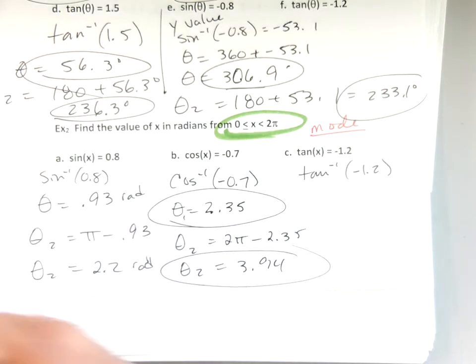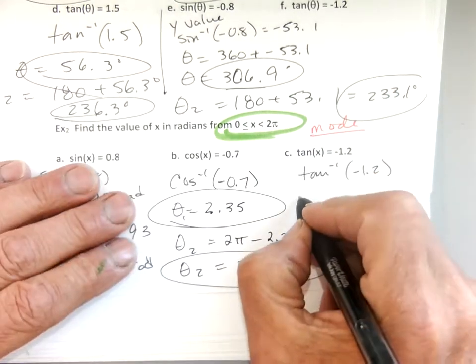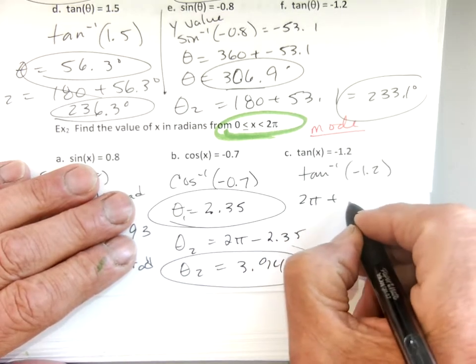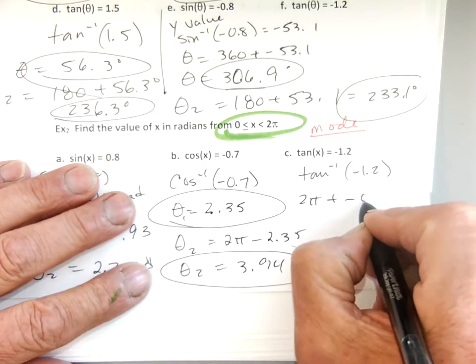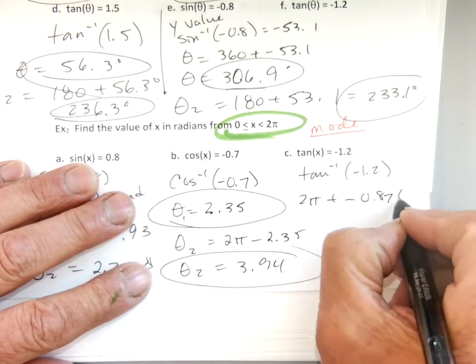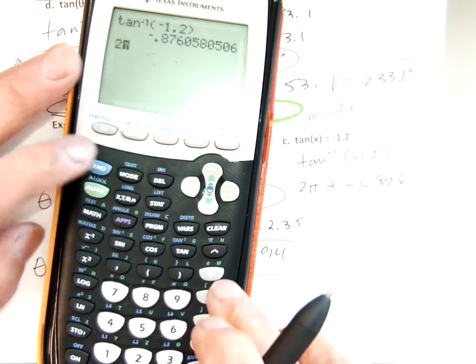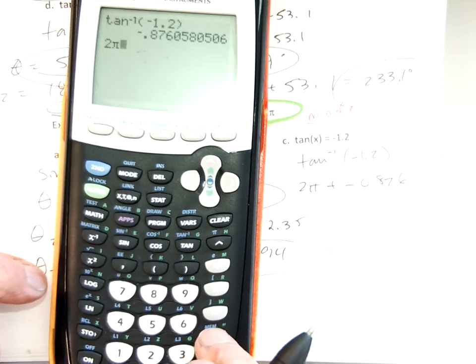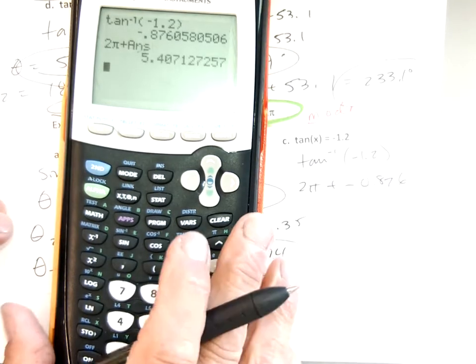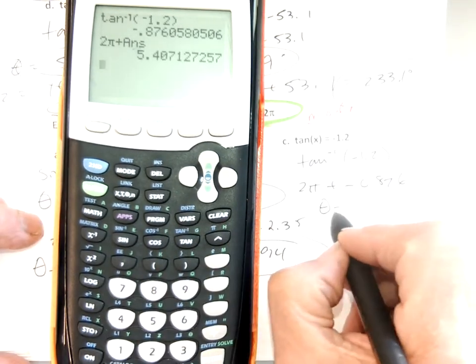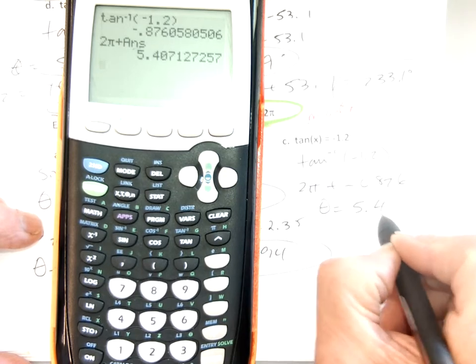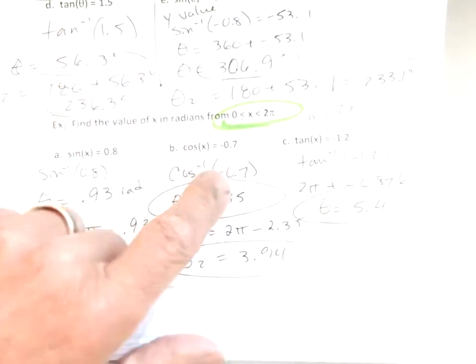So we take my answer. I'm going to go my 2 pi plus my negative 0.876. Okay, I'm going to go 2 pi plus that answer, and I get about a 5.4. So now that's the same exact angle, but it's between 0 and 2 pi.